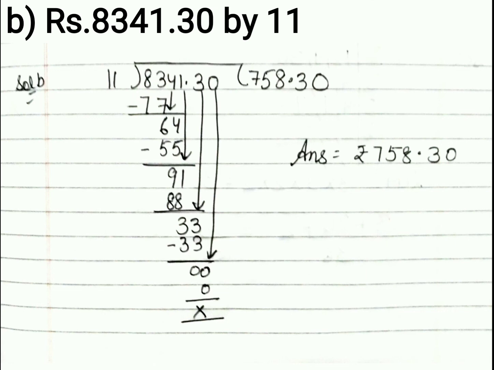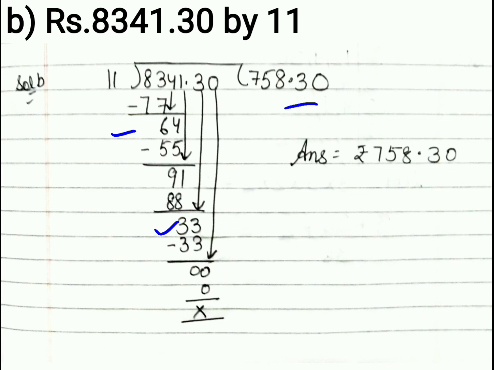In B part we also do it like A part only. 8341.30 you have to divide by 11. 11 sevens are 77. So 83 minus 77, what comes? 6. Then take 4 down. Then 11 fives are 55. 64 minus 55 is 9. So take 1 down. It becomes 91. 11 8s are 88. So 91 minus 88 is 3. Now take another 3 down. It becomes 33. So 11 3s are 33. 33 minus 33 is 0.